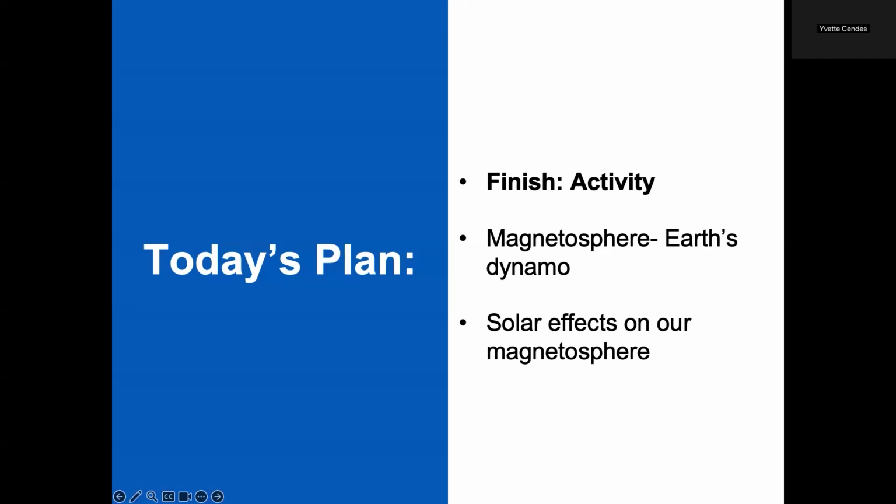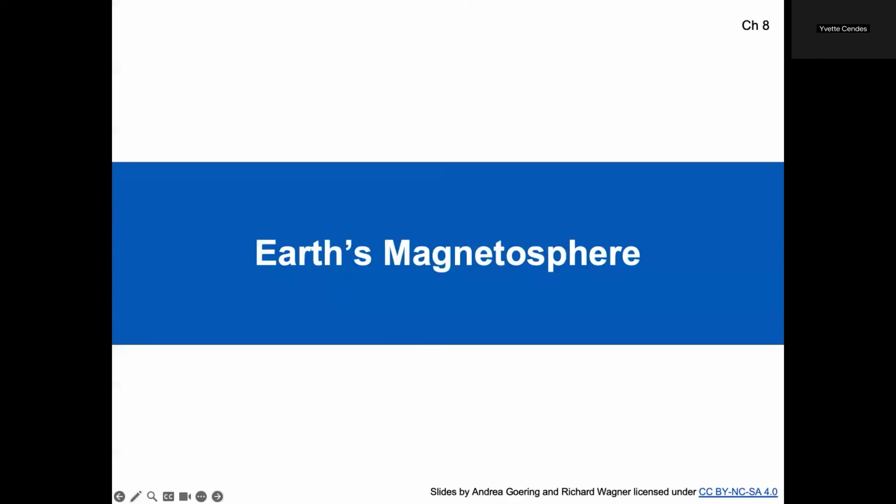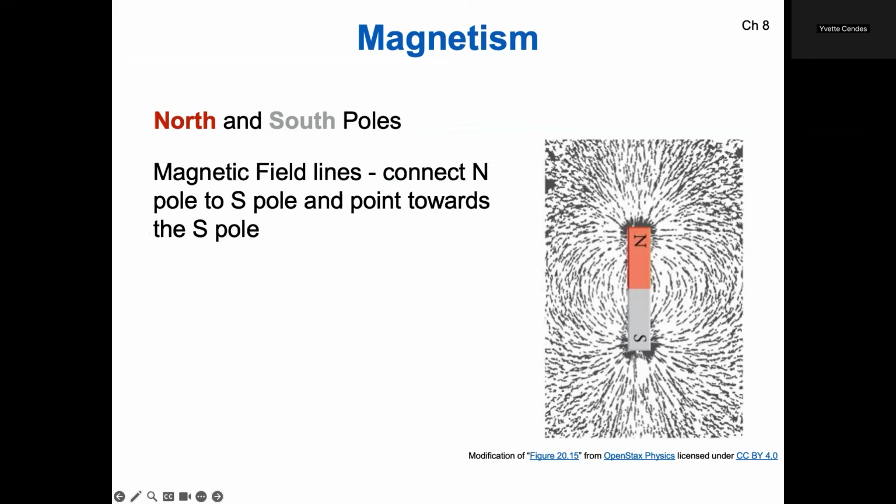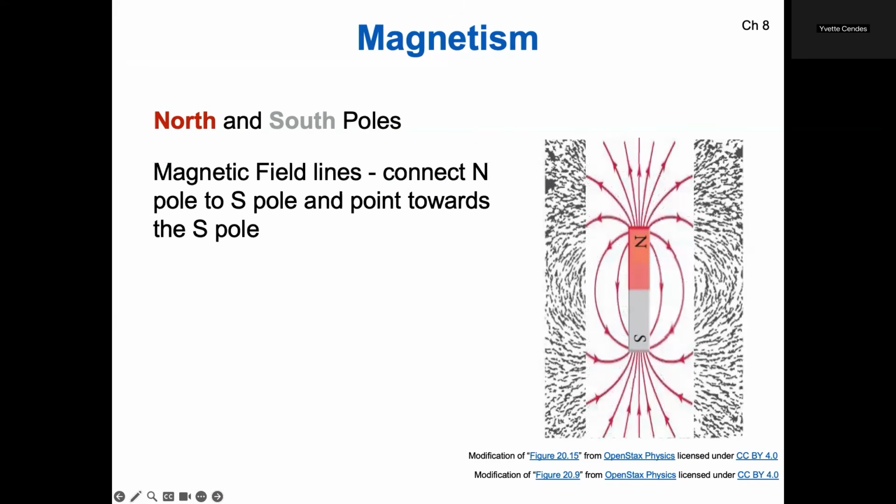What we're going to talk about today is Earth's magnetosphere, which is our magnetic field and all the good things it does for us. We should think about it daily, but we never do. So first of all, magnetism. What are magnets and how do they work? We have our magnet. It has a north and south pole. We have magnetic field lines that connect the North Pole to the South Pole and point toward the South Pole. Every magnet always has a north and a south; you can't have a single pole. This is what those lines look like. They go outward and reconnect.